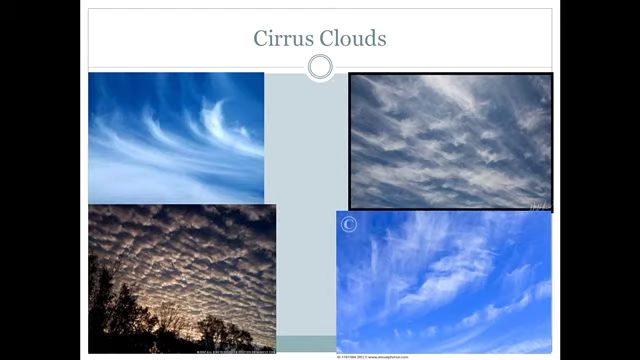Here are 4 pictures, and as you can see, they're different, but they're all types of cirrus clouds. And in your notes packet, I have included one of these 4 pictures. So what I would like for you to do is find that picture in your notes packet and label that picture as a cirrus cloud. So do that now.